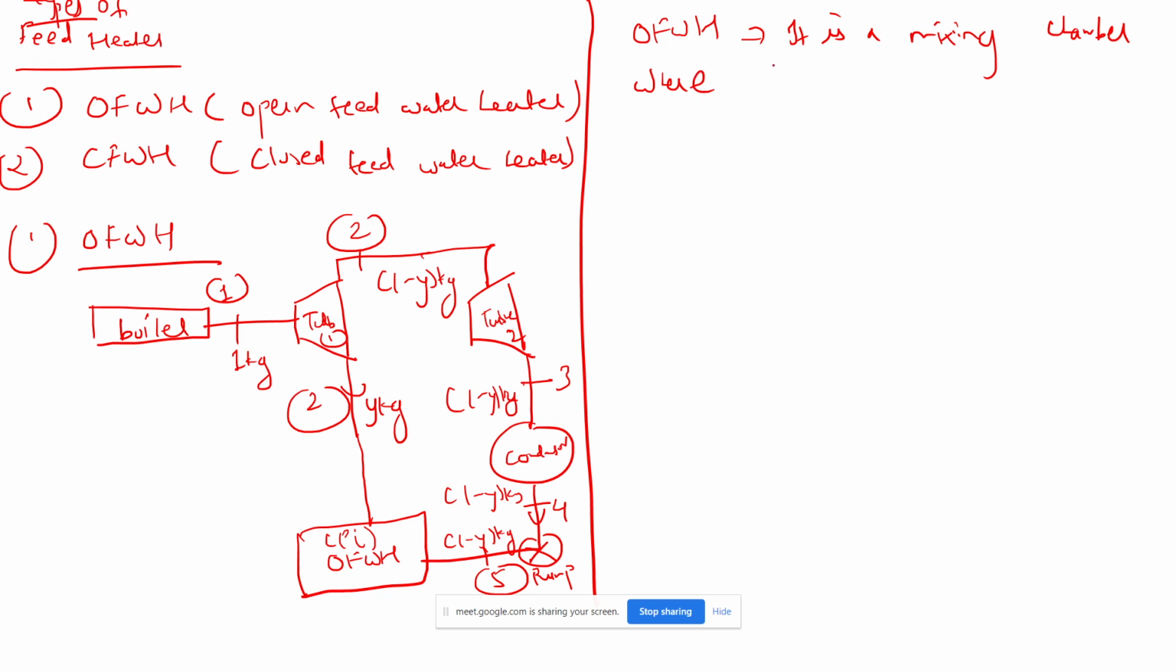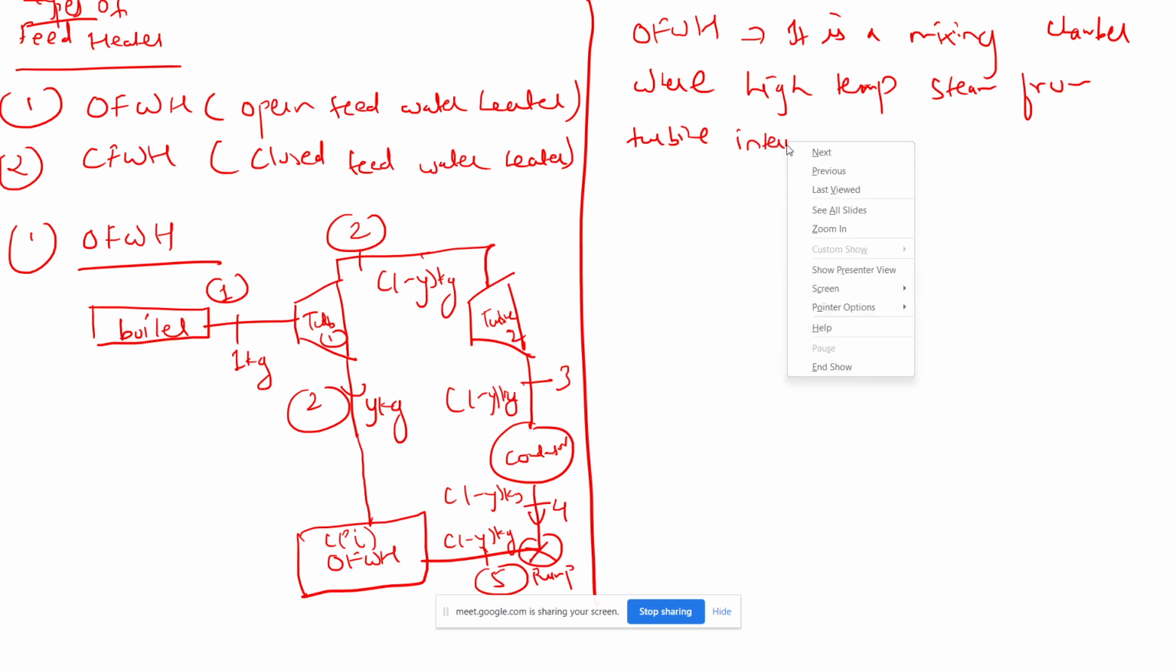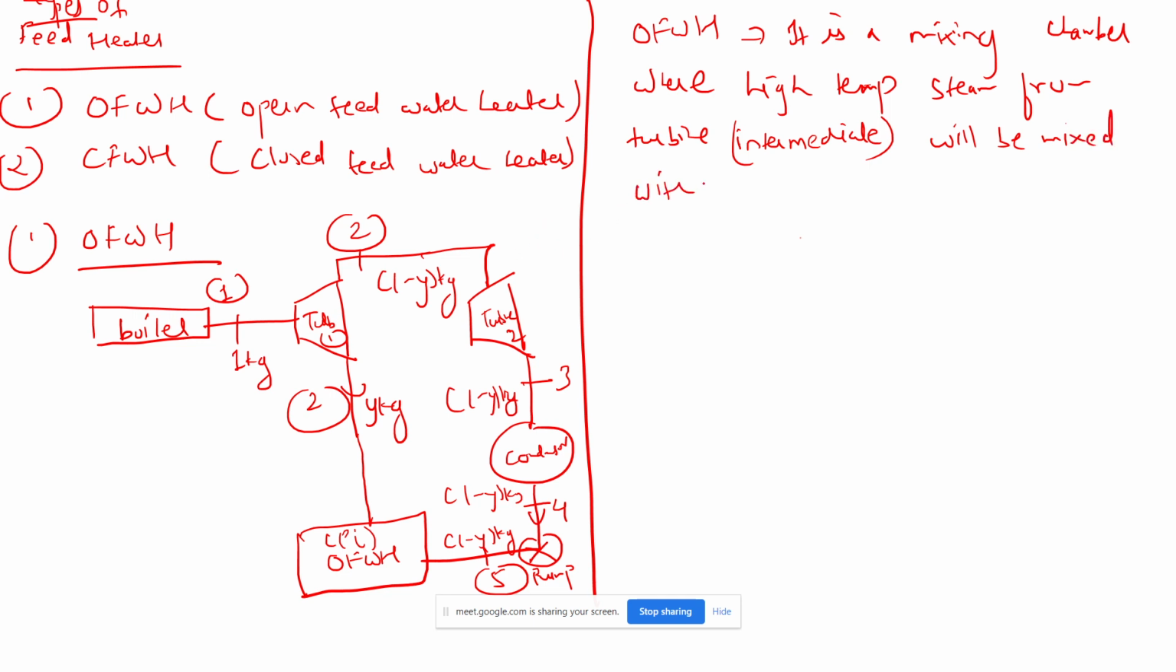It is a mixing chamber where high temperature steam from the turbine, which we are extracting at an intermediate point, will be mixed with the feed water coming from the pump.